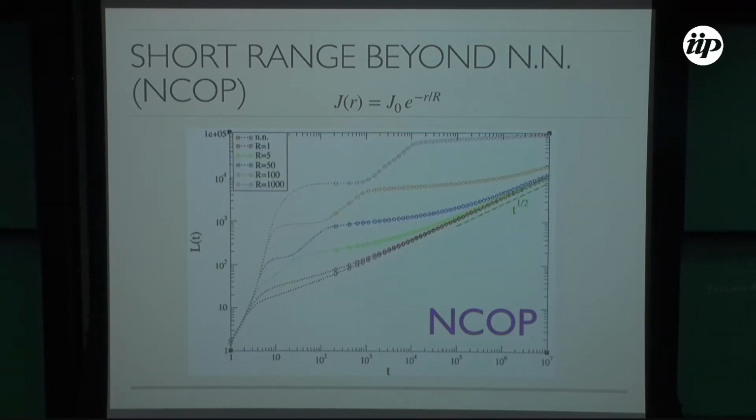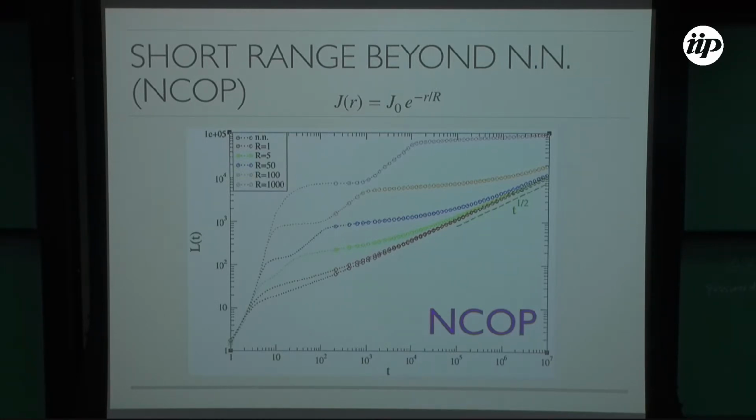Let me now flash what happens when you use the exponential coupling with an increasing value of this typical size, capital R. You see capital R increases from here to here to here to here. What you see is that there are plenty of things going on, that now I want to briefly introduce.